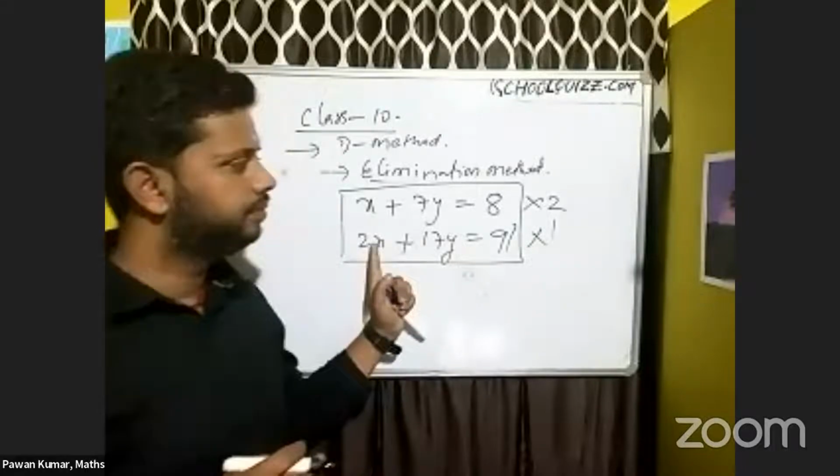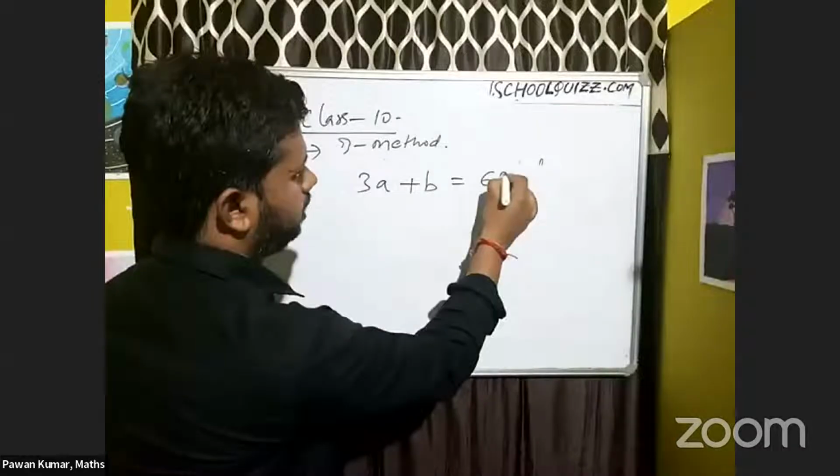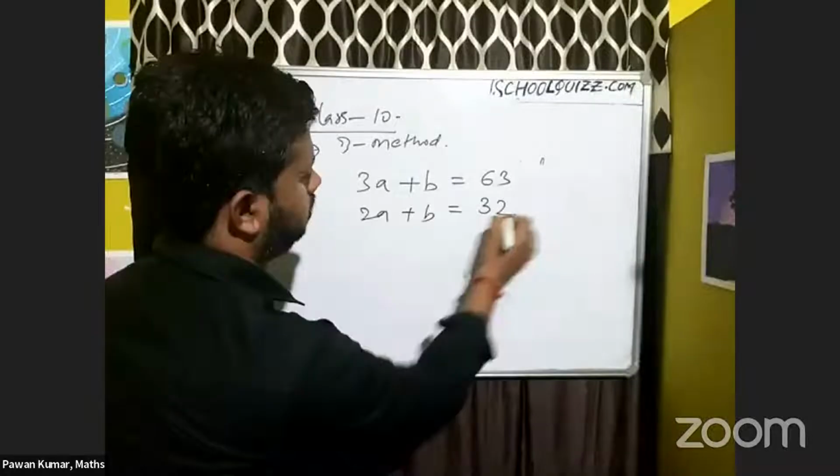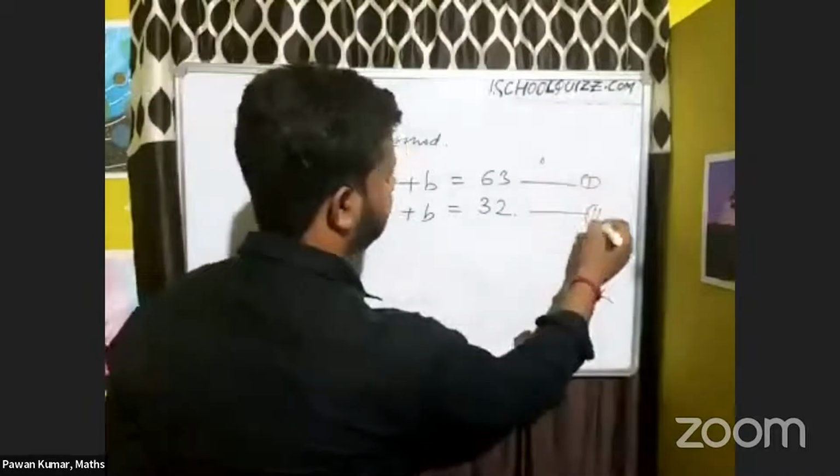क्लियर? ठीक है Sir, same question. I have a doubt. Sir, 3a plus b is equal to 63, okay, and 2a plus b is equal to 32. Yes, sir. Now इसी को solve करना है. Question number 1, these are taking question number 2.